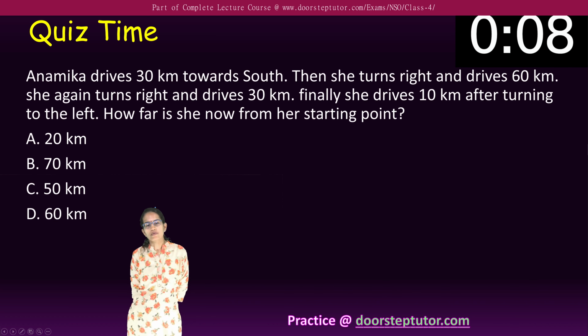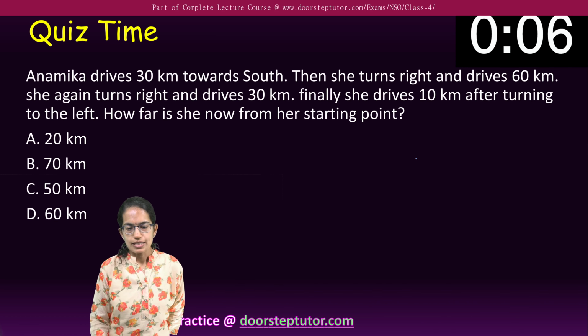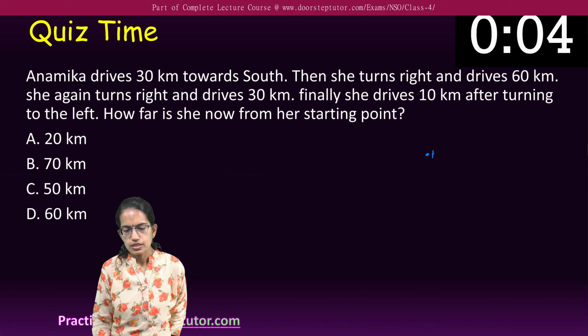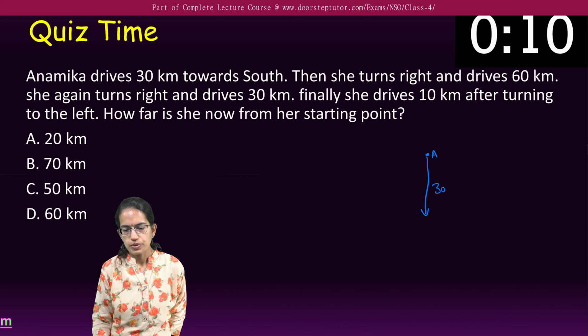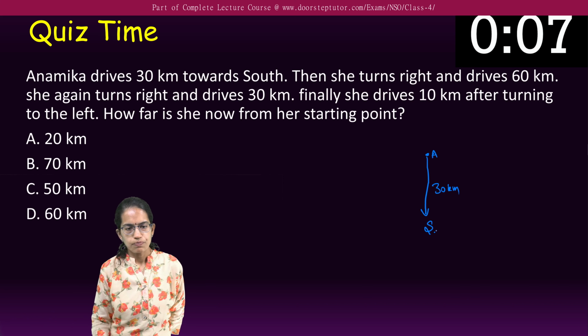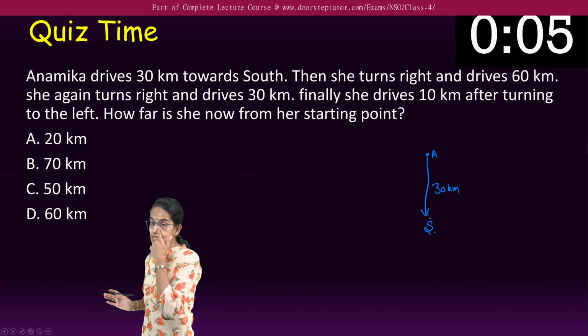Anamika drives 30 kilometers south. So understand this direction problem carefully. This is the original position for Anamika. She drives 30 kilometers towards south. Then understand what I am doing.